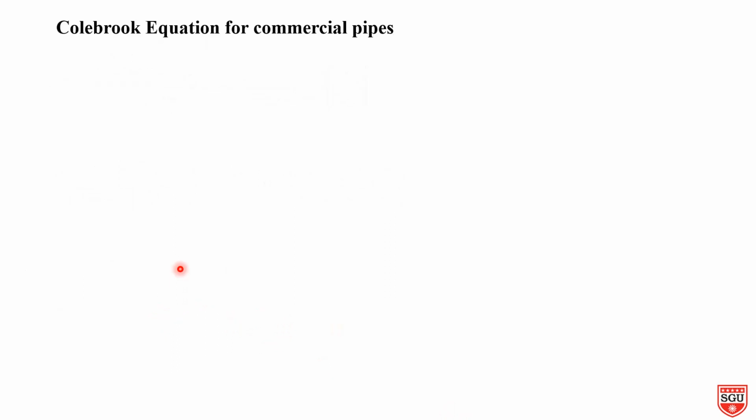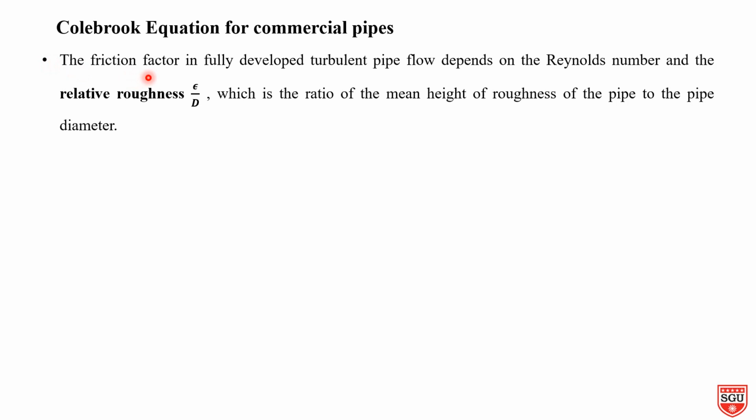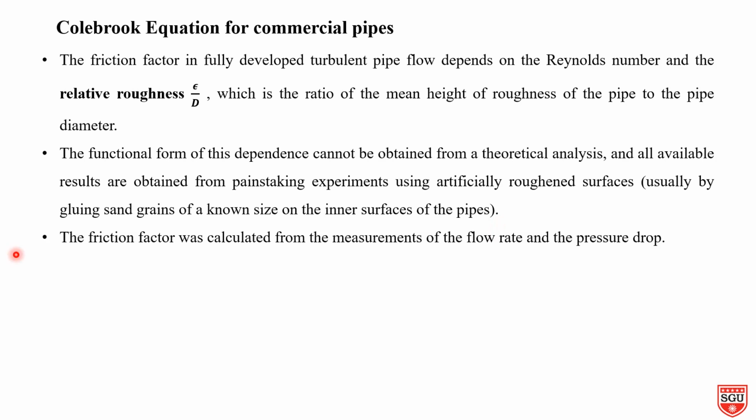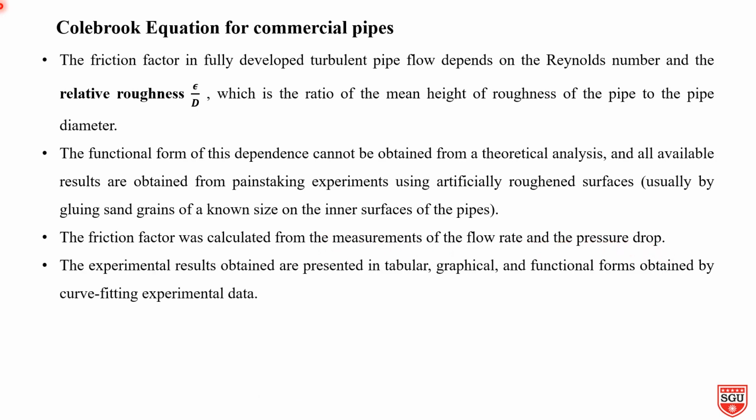Next we will see Colebrook's equation for commercial pipe. The friction factor in fully developed turbulent flow depends on the Reynolds number and the relative roughness epsilon by D, which is the ratio of mean height of roughness of a pipe to the pipe diameter. The functional form of this dependence cannot be obtained from theoretical analysis, and all available results are obtained from the experiments using artificially roughened surface, usually by gluing sand grains of known size on the inner surface of a pipe. The friction factor was calculated from measurements of the flow and the pressure drop.